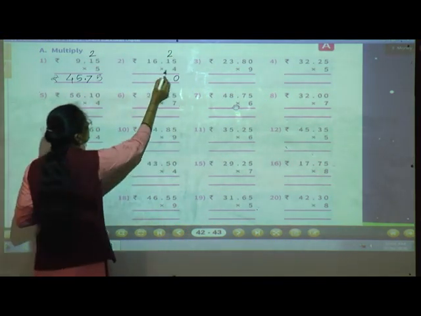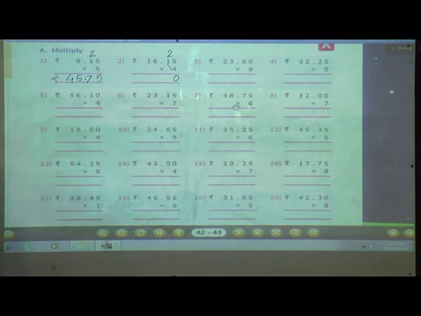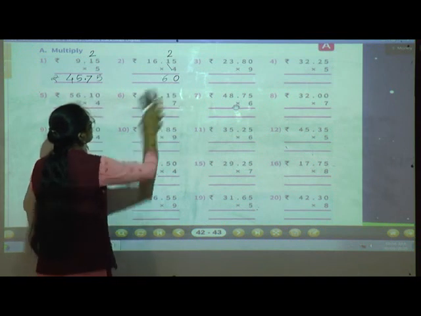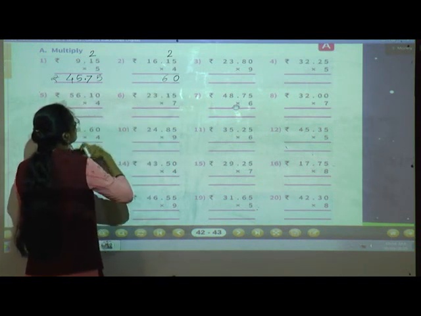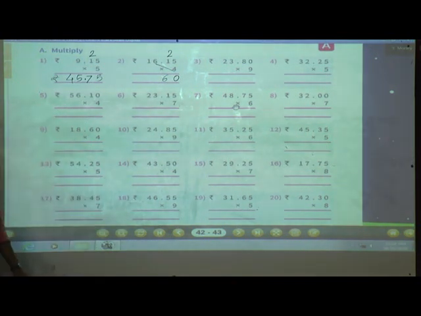Then do the multiplication. 4 into 1. 4 ones are 4. 4 plus 2, 6. Okay. So here we'll write 6. Then we'll move to the next place. 4 into 6 we have to do. Okay. 4 into 6. 4 6s are 24.